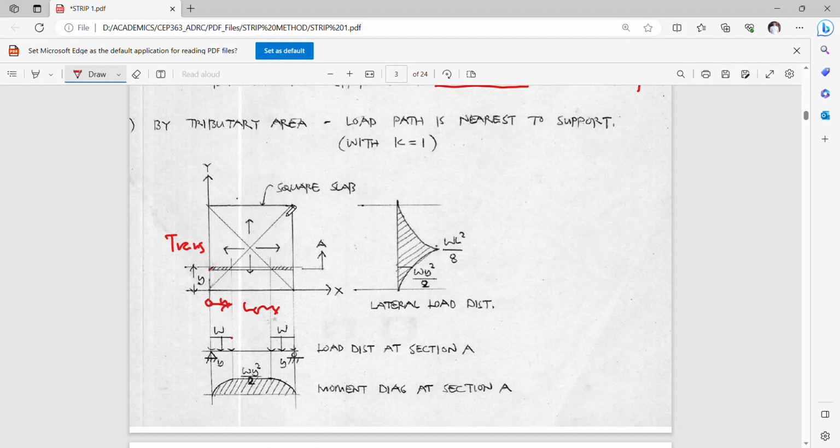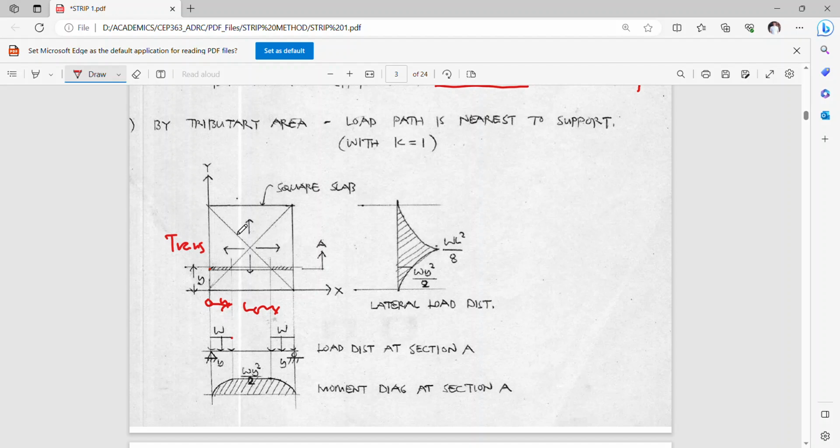Since this is at 45 degrees, if this is a square slab, then the maximum moment is simply a cantilever moment with a load w extended at a distance of y. So this is wy squared all over.